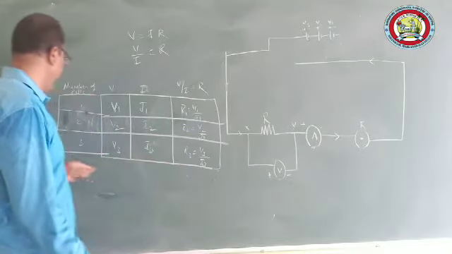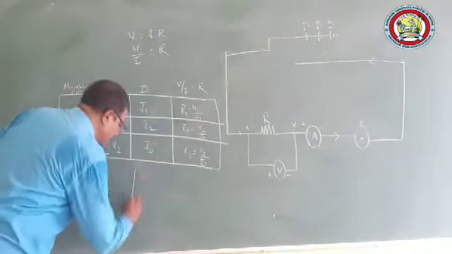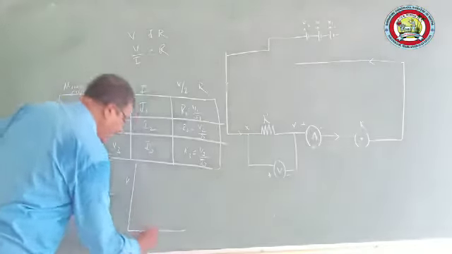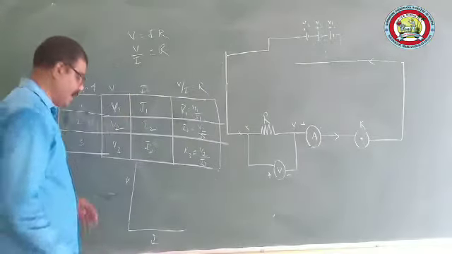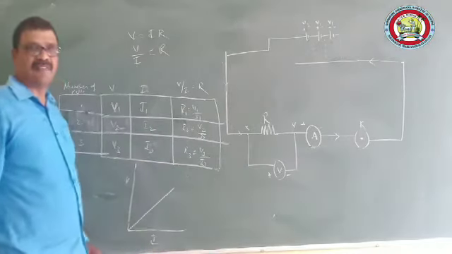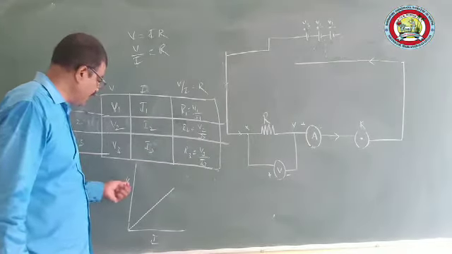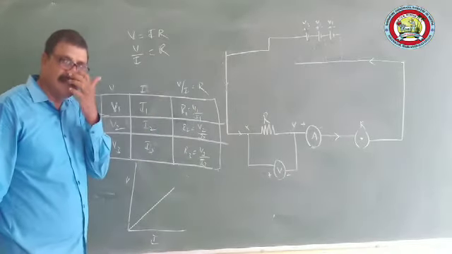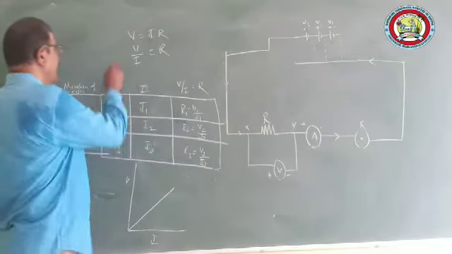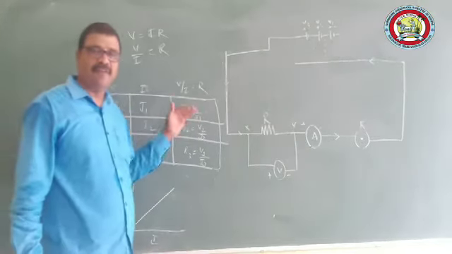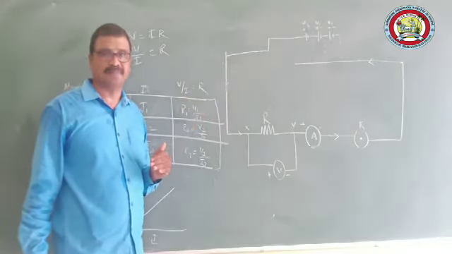Now if I plot all these things on a graph, with V and I, I will see that I get a graph like this. So what it shows is, with increasing V, I is increasing. Therefore it shows that V is directly proportional to I. This is how we verify Ohm's law.